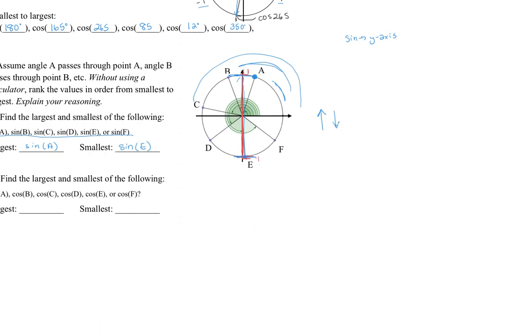So now for B, it says find the largest and smallest of the following cosines of these angles. So cosines are the x-axis. And I'll write that here. Cosine is typically associated with the x-axis. And so if we're reading here, our closest there is probably our C. So that means that is our smallest, cosine C. And then if we look at the extreme opposite side, our largest is our F. Just like that.